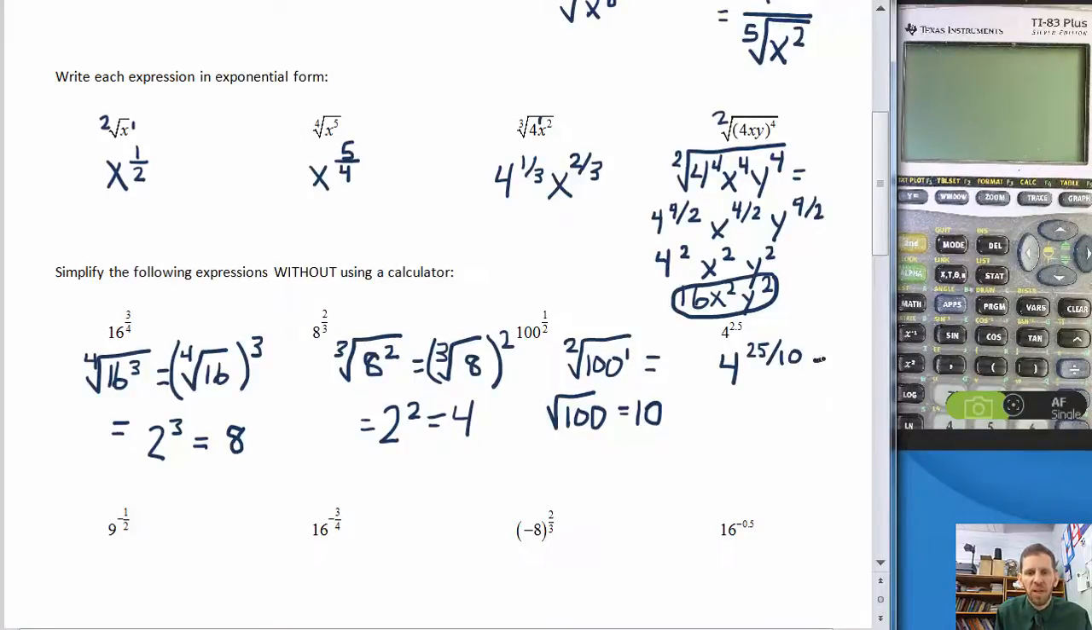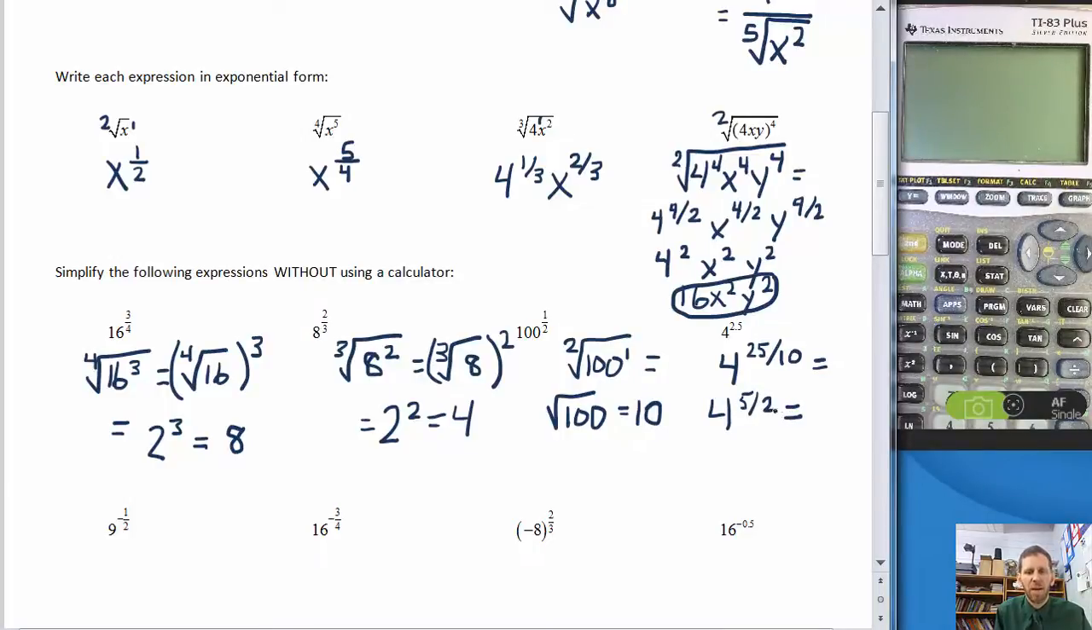You can reduce this down. Sure don't want to work with 10th roots or 25th powers. You can divide each of these by 5. 25 divided by 5 is 5. 10 divided by 5 is 2. So this is really 4 to the 5/2 power.